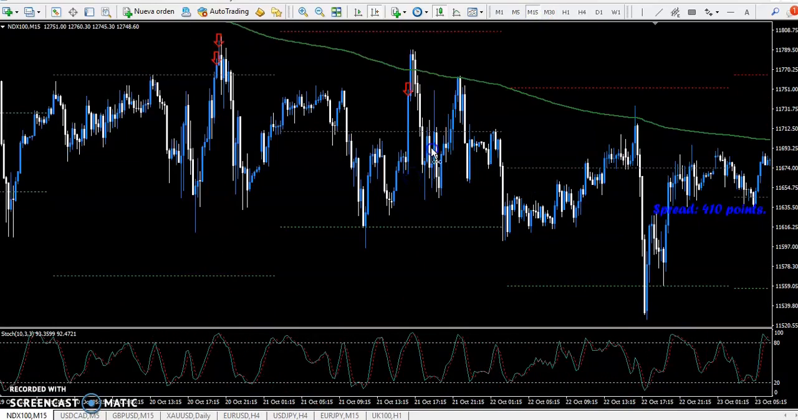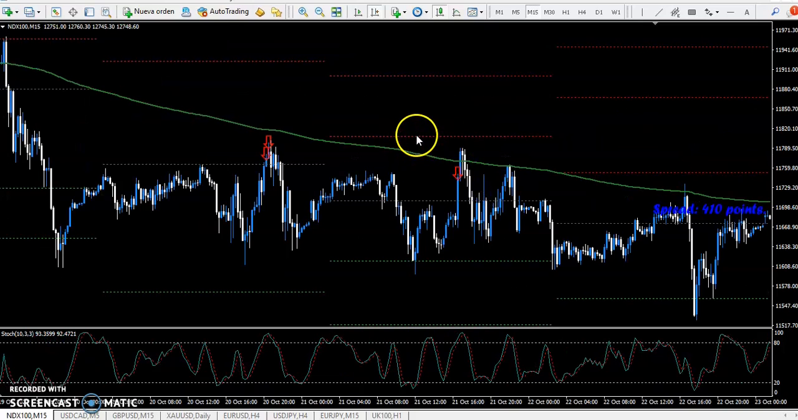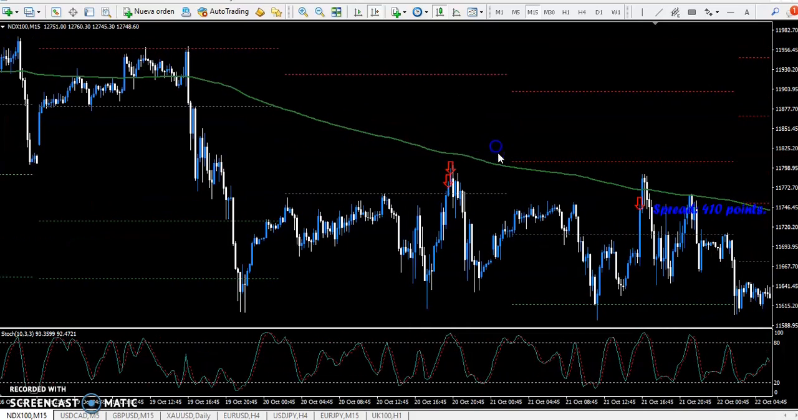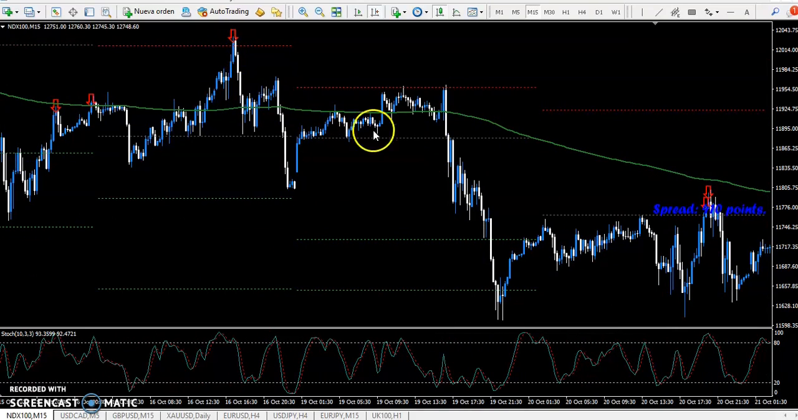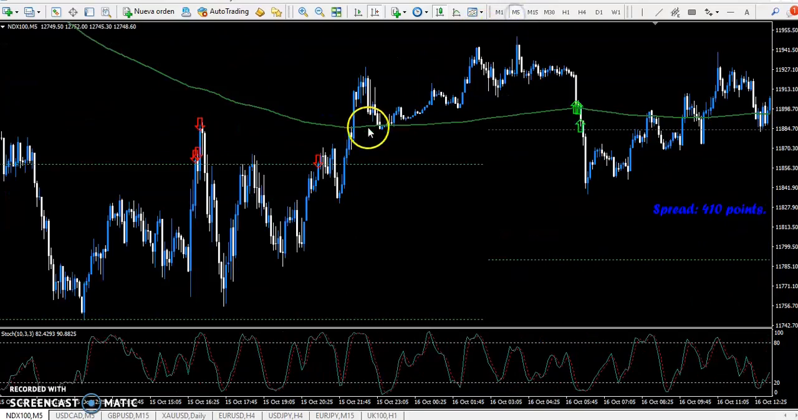On the 15-minute chart, we've got 2 other indicators. We've got the daily pivot points, which is just a form of support and resistance, and then we've got the Elder algorithm itself. This is just going to give us our trades on the 5 and 15-minute time frame.